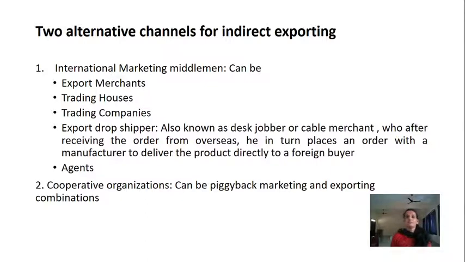For example, A is a drop shipper in the UK. He receives an order from Mr. X, a customer in the UK. Once he receives the order, he places an order with the manufacturer in India, let us take Y. So A gets the order from X, and the same order is given to Y in India. Y manufactures as per the order and directly supplies the goods to Mr. X and not to the drop shipper. Cooperative organization can be piggyback marketing and exporting combinations.